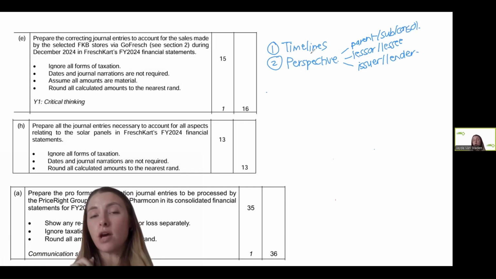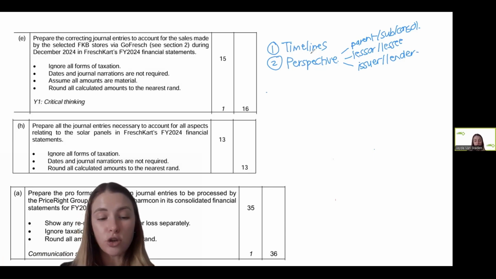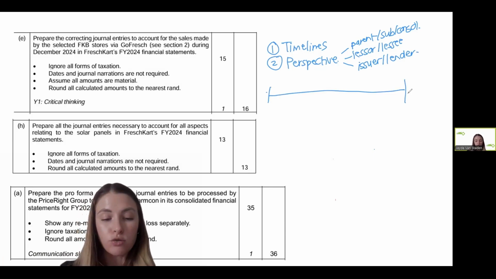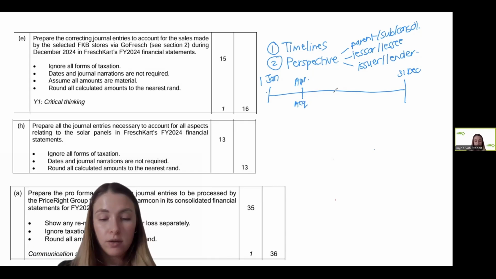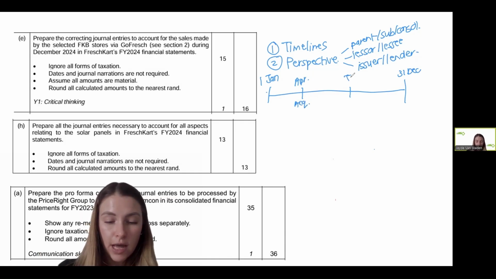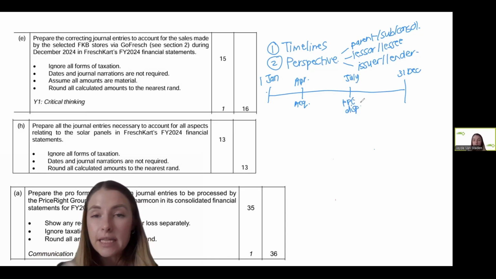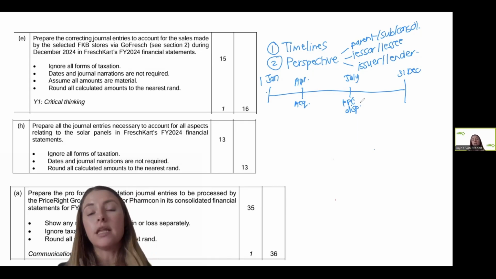Okay, timelines are going to help you keep track of all the information. So as you read the information, you start to populate your timeline. So let's say the financial year is 1 Jan to 31 December. Something happens in April. As you read about it, you populate it. So there was an acquisition. Okay, then let's say in July, there was a PPE disposal. As you are reading these things, you are marking them up on your timeline. This is going to be a good way for you to keep track of all the events that happened so that you don't miss out on any marks. It's kind of like a completeness check.